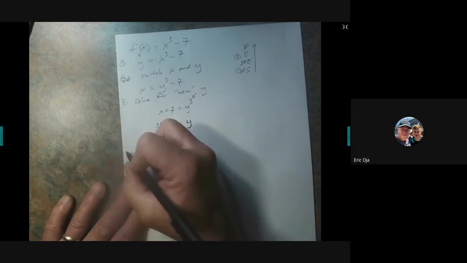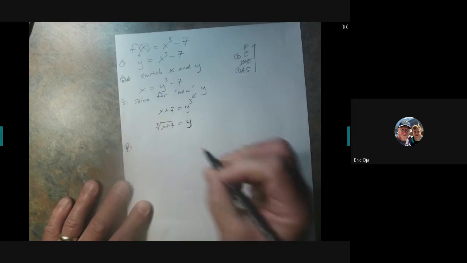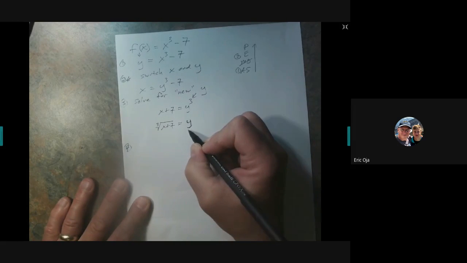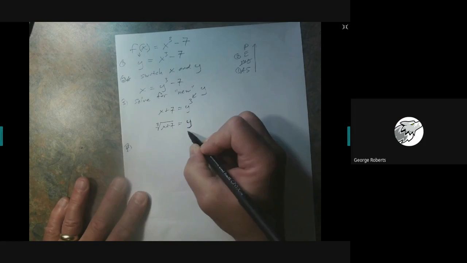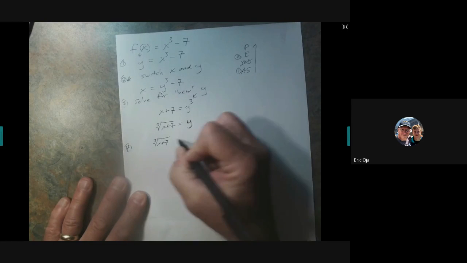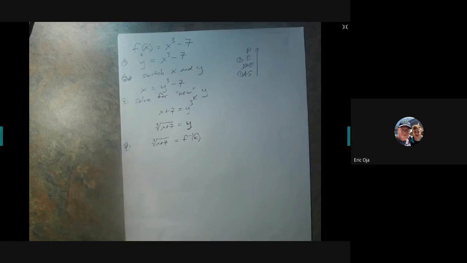And then finally, the last step is we're going to replace the y with an f of x or something like that. Usually in books, the way we denote an inverse function is, instead of f of x, we use a -1 exponent. It does not mean to the -1 power. So we'll switch this to say the cube root of x plus 7 equals the inverse of f of x. And that's our answer. Does that make sense?